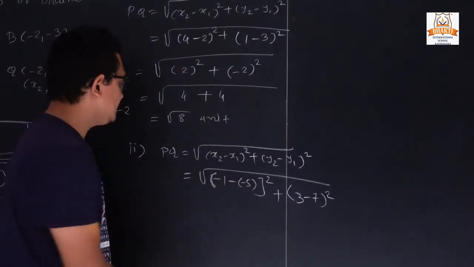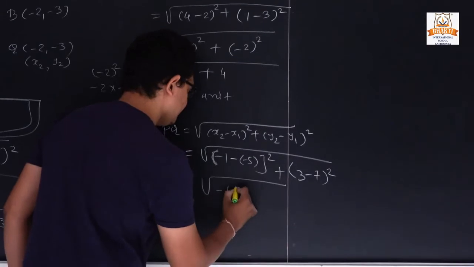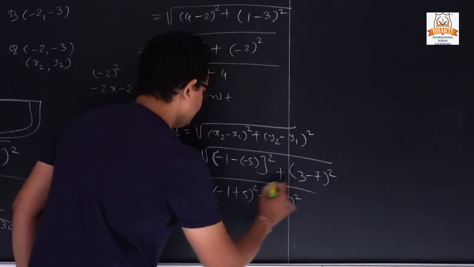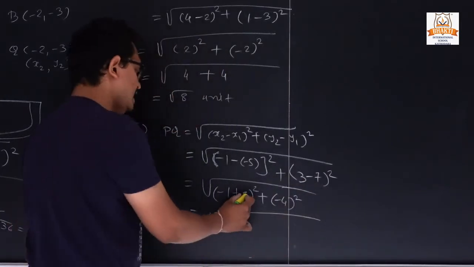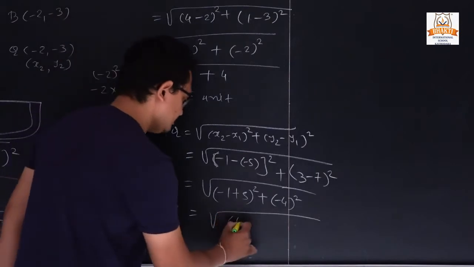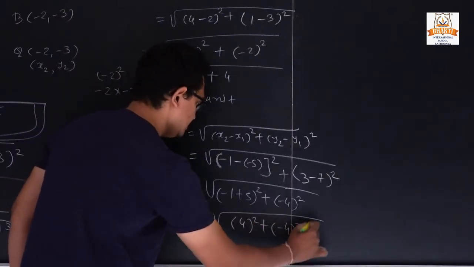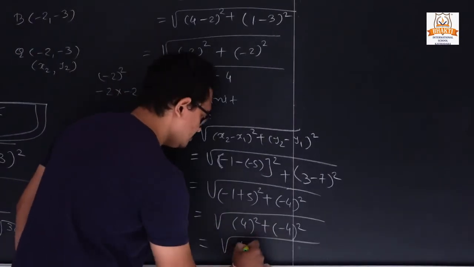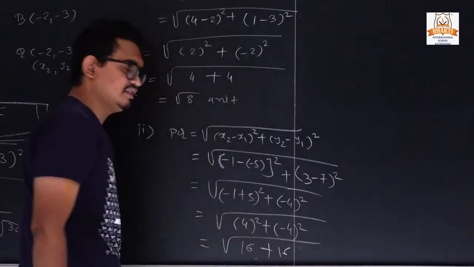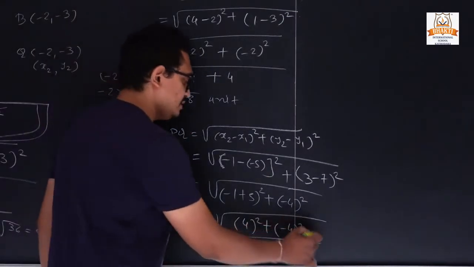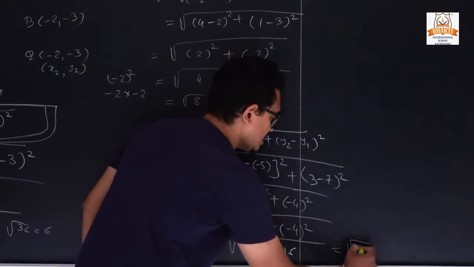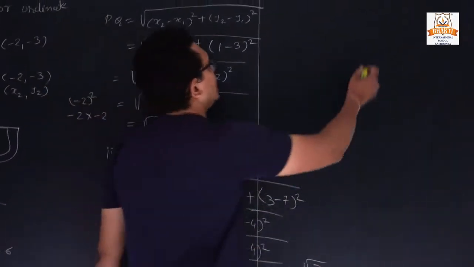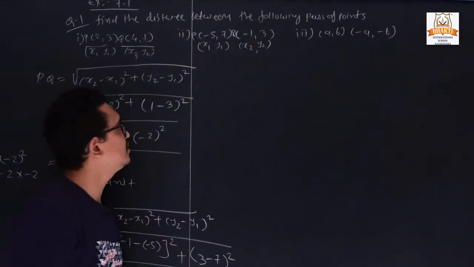Here minus minus become plus. 3 minus 7, so minus 4 all square. Simplify this. 5 minus 1, so 4 all square. So 4 square is 16. Once again minus 4 square is once again 16, because minus square become plus. So 16 plus 16, so what is our answer? Root 32.